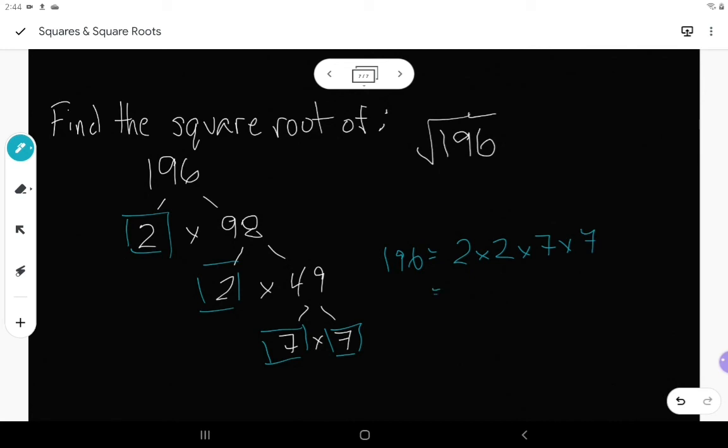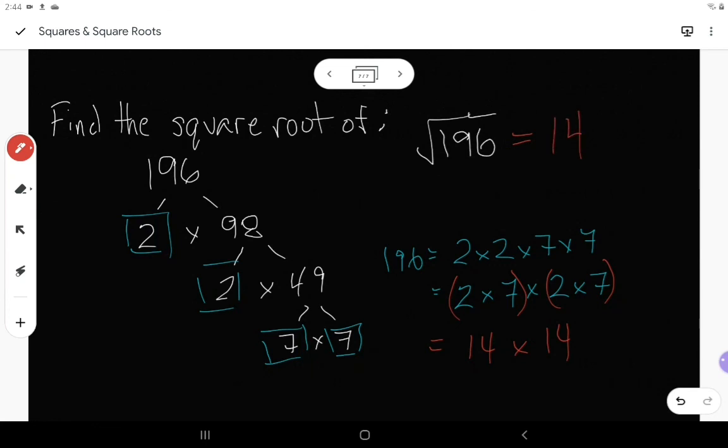Now again, multiplication is commutative, so I can rewrite it and move them around, and as long as I still have the same number of factors, the same number of each, the order I multiply them in doesn't matter. So I'm going to move them so they become 2 times 7 and 2 times 7. I've got 2 groups of 2 times 7. 2 times 7 is 14. So I can rewrite this as 14 times 14. So I know 196 is a perfect square. It's 14 times 14. That means then the square root of 196 is one of those 14's.